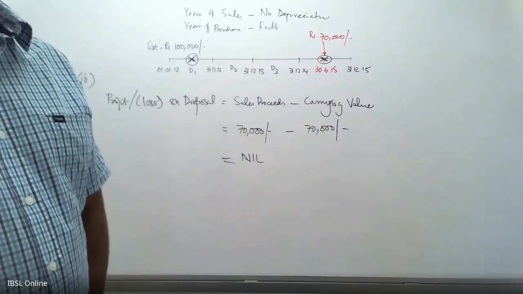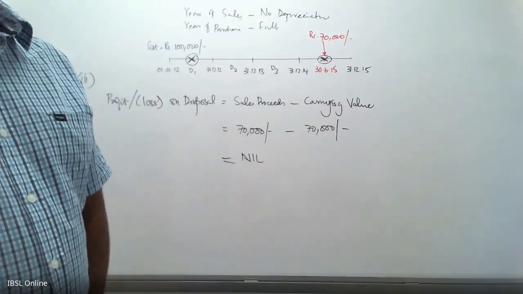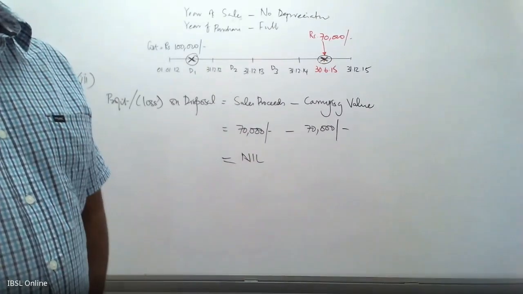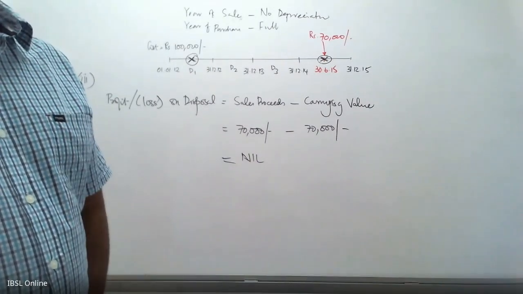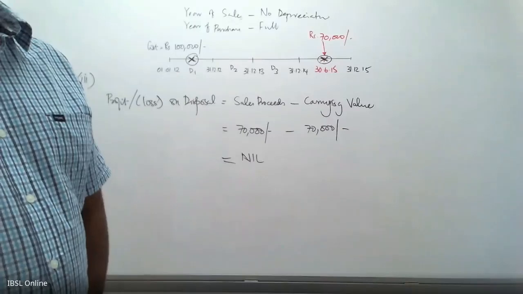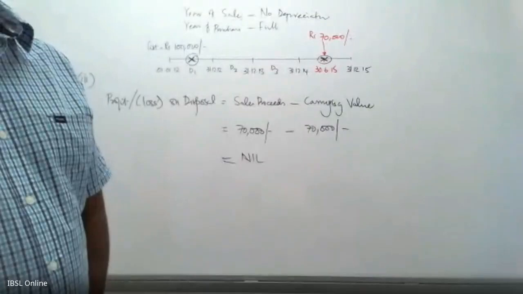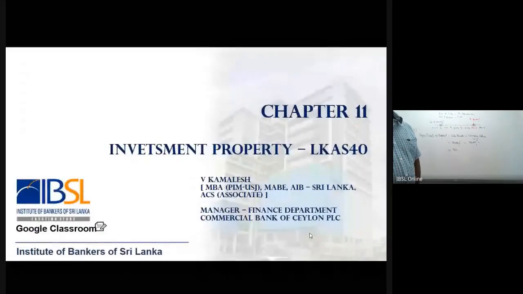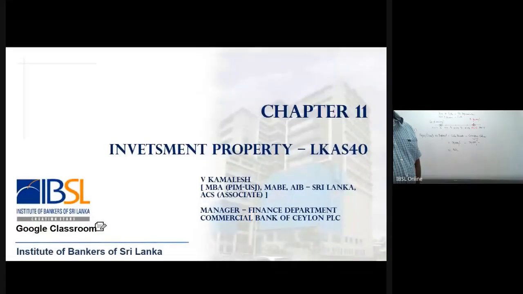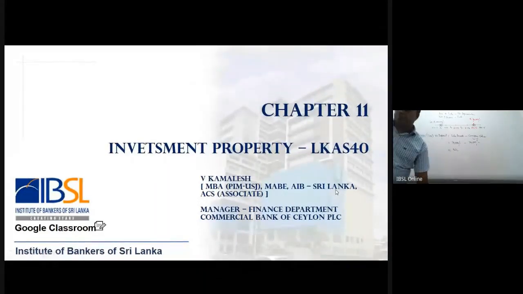which is already shared with you all, that is on investment properties. Investment property. Okay. Right. So investment property is actually LKS 40. That is the name of the standard. LKS 40, Sri Lanka Accounting Standard LKS 40, which is on investment property.